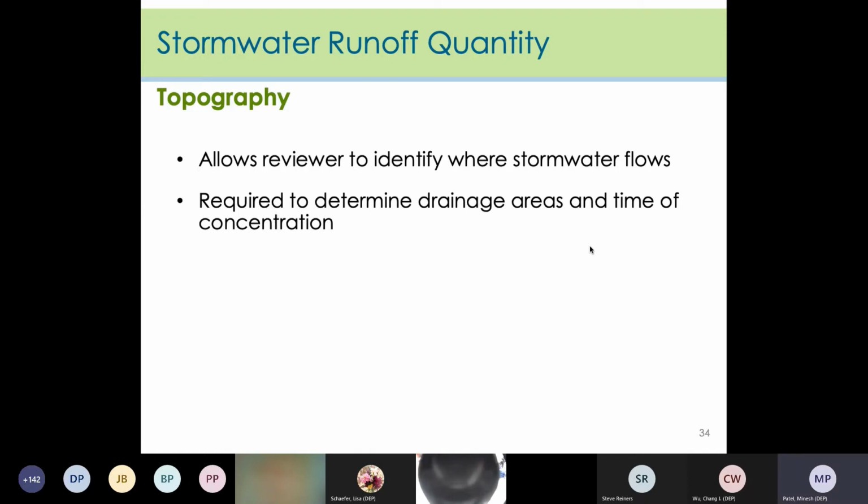So let's begin with taking a look at topography. Why is it even needed? Topography is important in identifying where the stormwater flows and is required to determine drainage areas and the time of concentration. The reviewer should be able to find the topography information on the plans and make sure that it's accurate. This may require the reviewer to physically see the site as well, though.